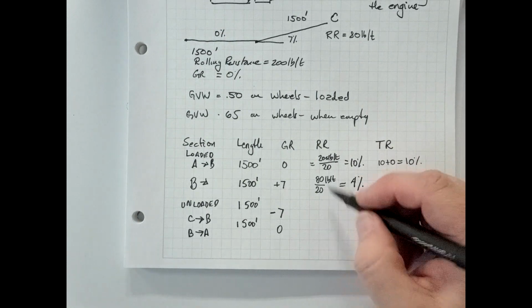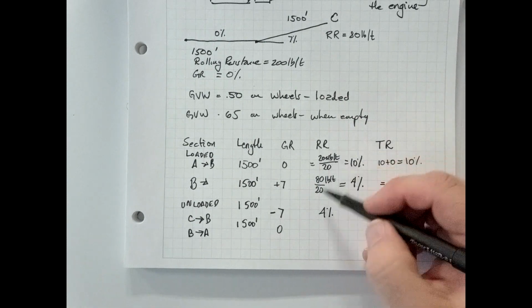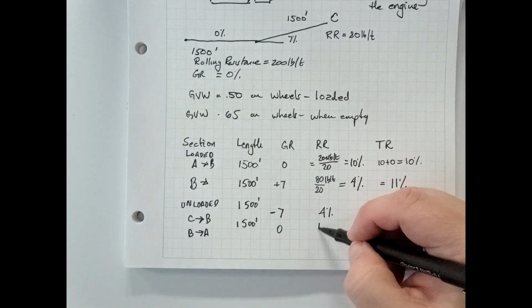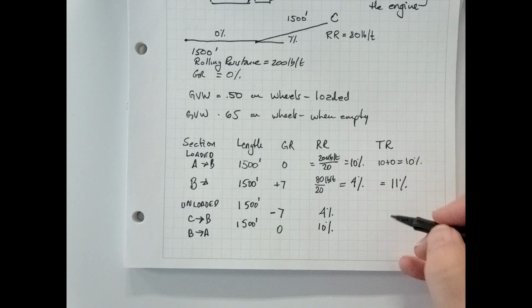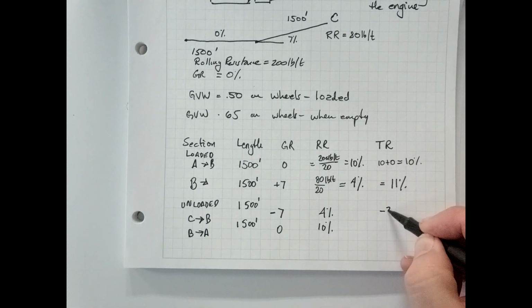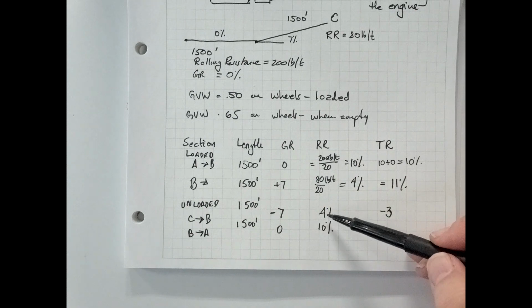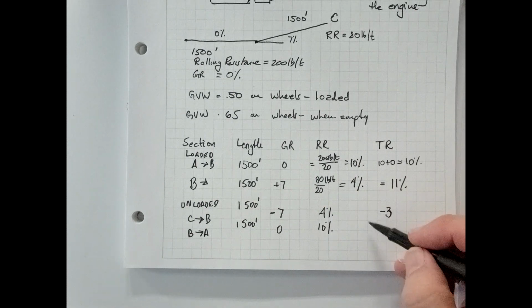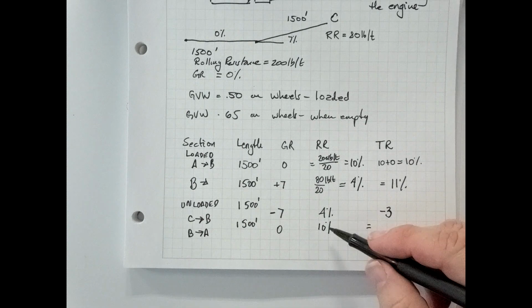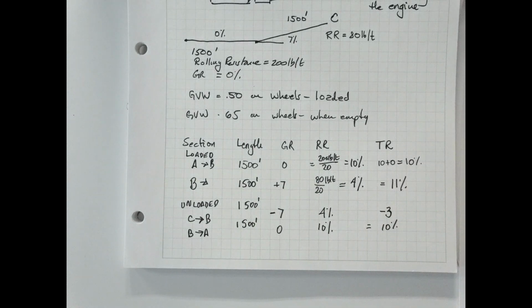Rolling resistance, C to B, still 4%. B to A, still 10%. And so our total resistance in here is equal to minus 3%, right? So it's minus 7, but this stays positive whether you're going down or uphill. Then this is now rolling resistance of 10%. So we have two cases.